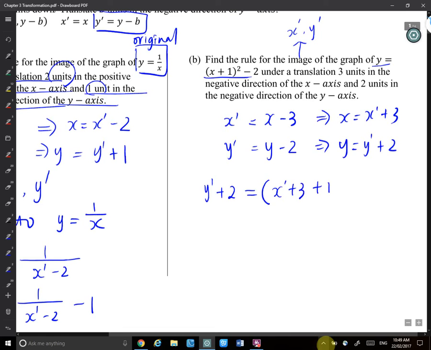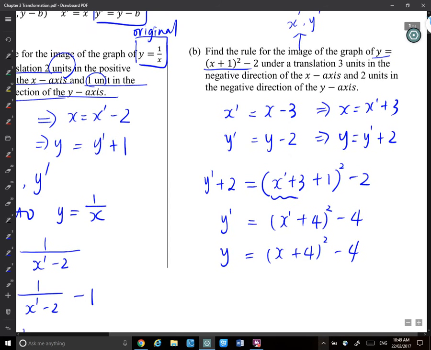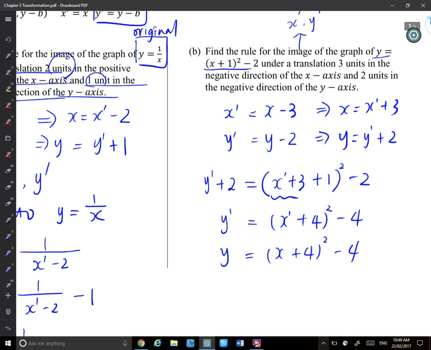And remember to put the plus 1 still. Okay, it's not going to change the plus 1. So x becomes x dash plus 3. So therefore, we have y dash equals x dash plus 4 squared minus 4. So y will equal x plus 4 squared minus 4. I just get rid of the dash, and that's my resultant function. Okay, that's my resultant function.